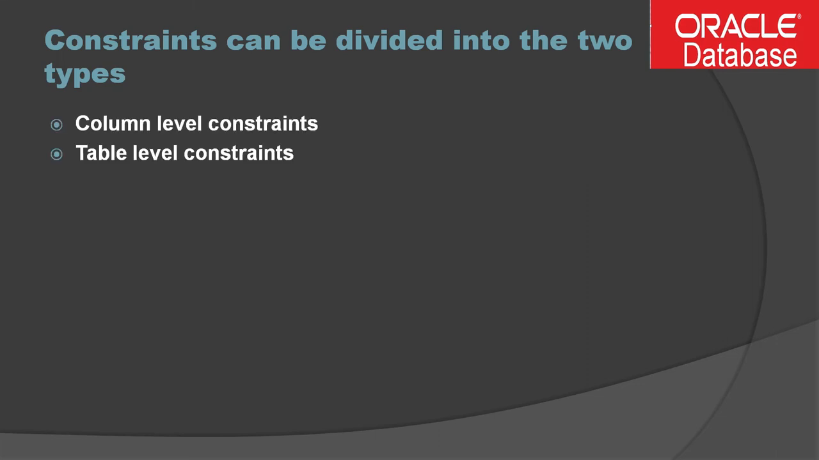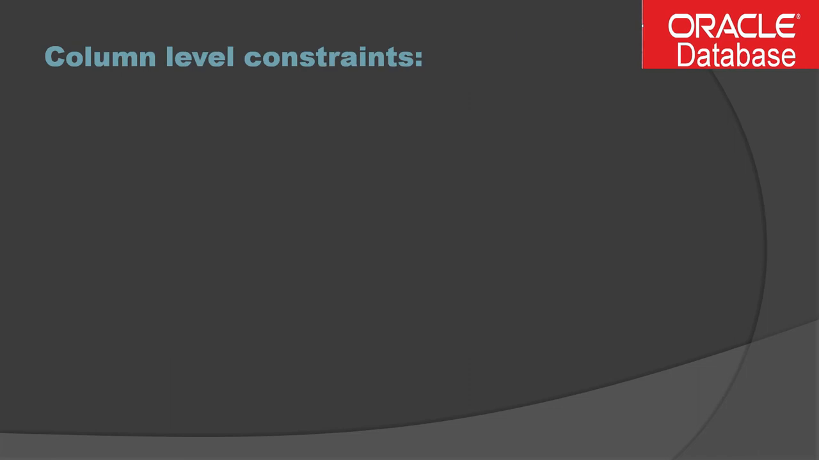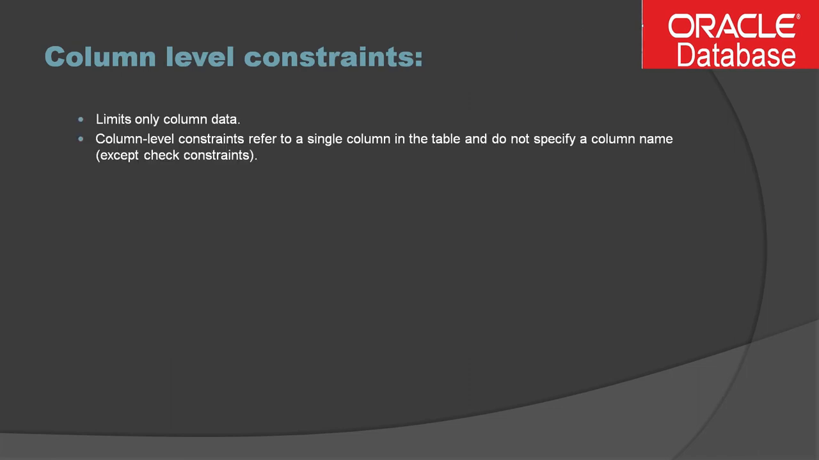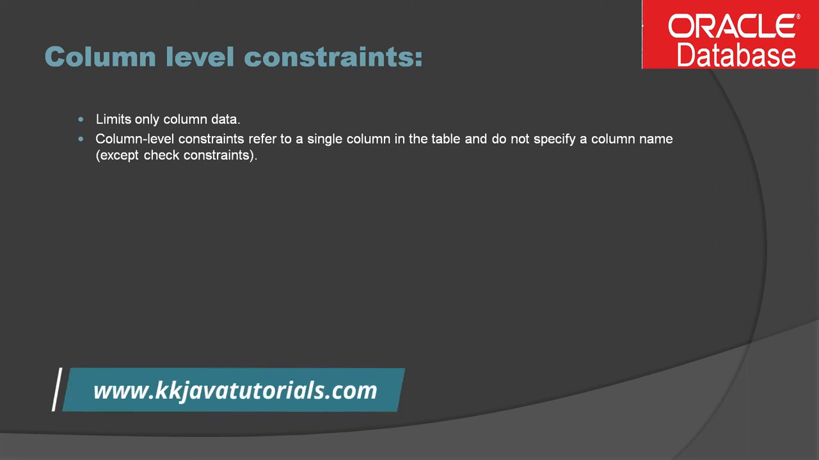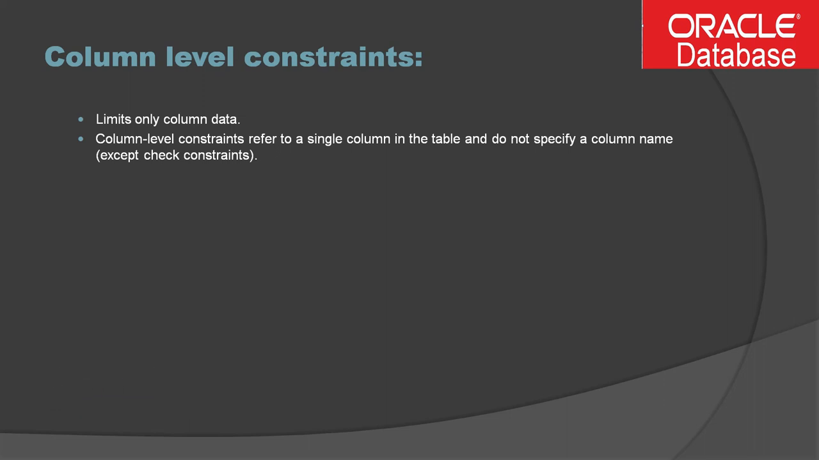First, column level constraints, and second, table level constraints. Now let's talk about column level constraints. Column level constraints limit only column data, meaning that constraint applies only at the column level. Or you can say column level constraints refer to a single column in a table and do not specify a column name. So while defining column constraints, you do not specify the column name, except for check constraints. When you use a check constraint as a column constraint, then you need to specify the column name as well.